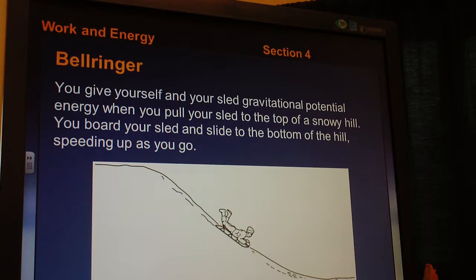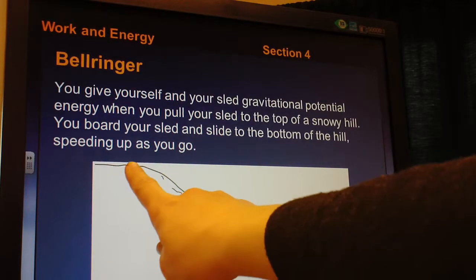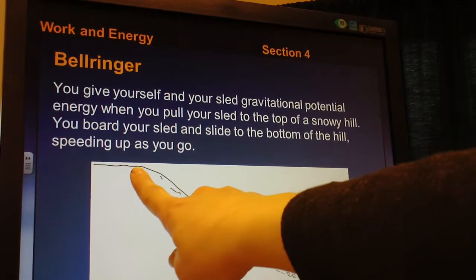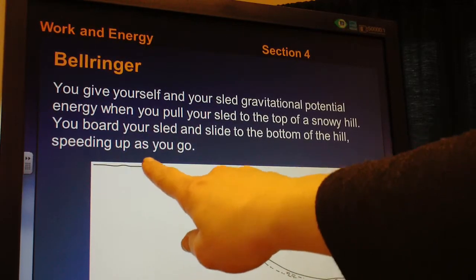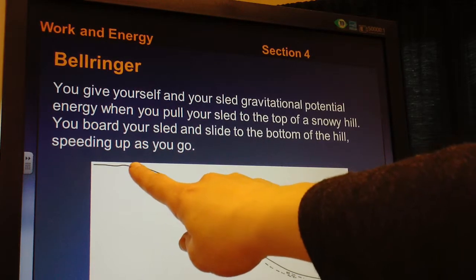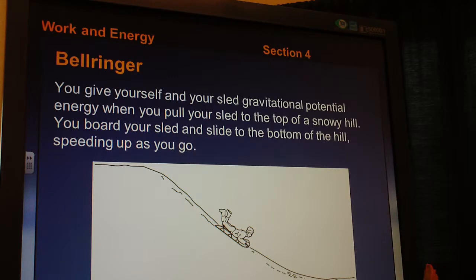If you guessed at the top, you would be correct. The most potential energy would be when the capacity to do work would be at its highest potential. And at the top of the hill, the sled will be able to move all the way to the bottom. So therefore it would have the highest potential energy at the top. What about the least potential energy? You're right. The least potential energy would be down here at the bottom.